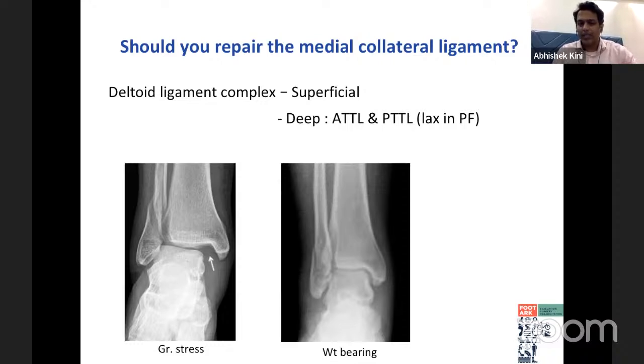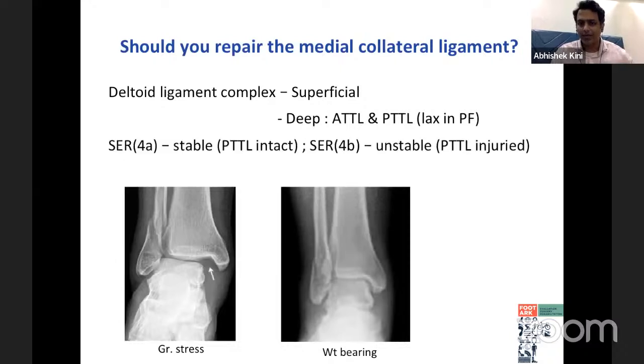But getting a weight-bearing x-ray in a fracture situation becomes a little difficult. So it's a very clinical judgment that we have to take as surgeons in which one to go in and which one to not go in. And each individual case is different. So they further classified supination external 4 into stable and unstable injuries depending on the PTTL injury, and advocated only deltoid repair in an unstable 4B SER cases.